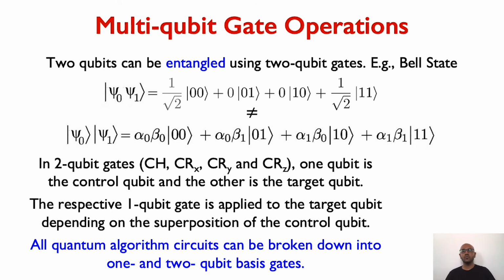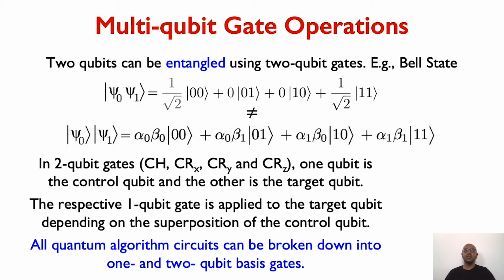So while multi-qubit systems where the qubits are not entangled can be represented as tensor products of the individual states of the qubits, once the qubits are entangled, this can no longer be done. So 2 qubits can be entangled using 2-qubit gate operations.